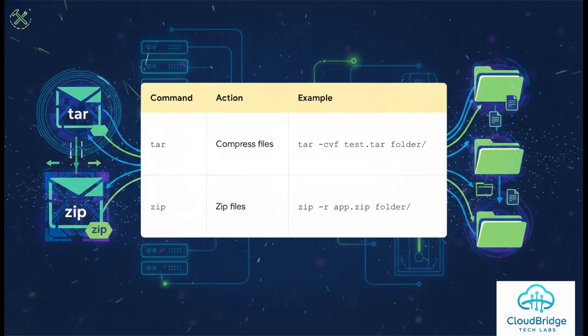Alternatively, you have the standard zip command. Notice the example here, zip -r app.zip. That -r stands for recursive. Basically, that tells the command to go into the folder and grab every single file and subfolder inside it to create the whole zip archive.